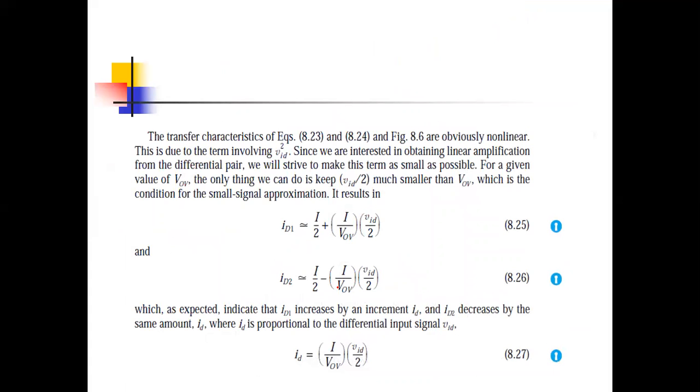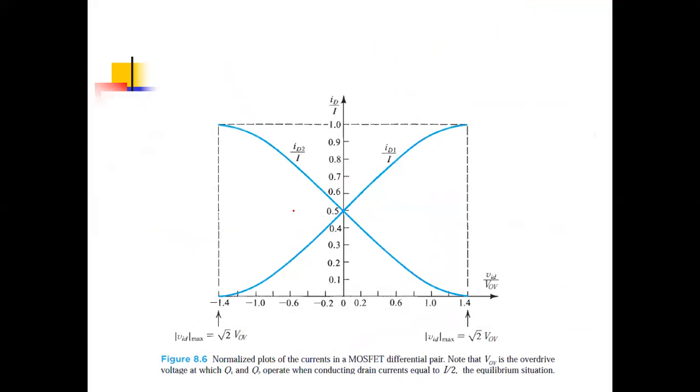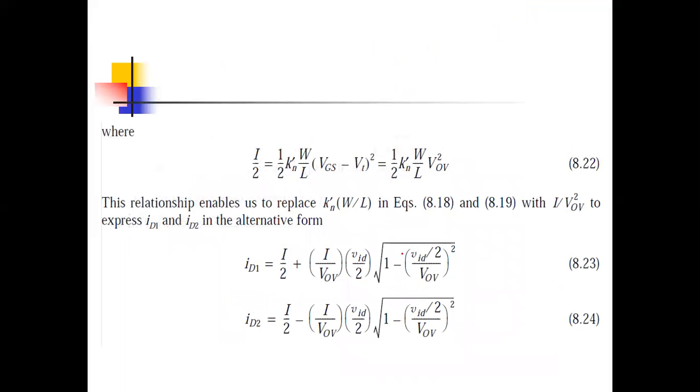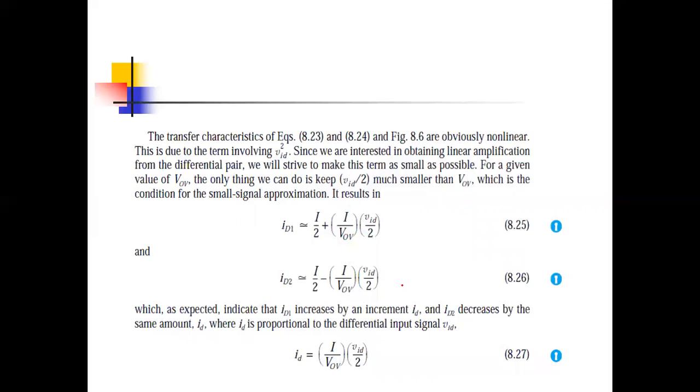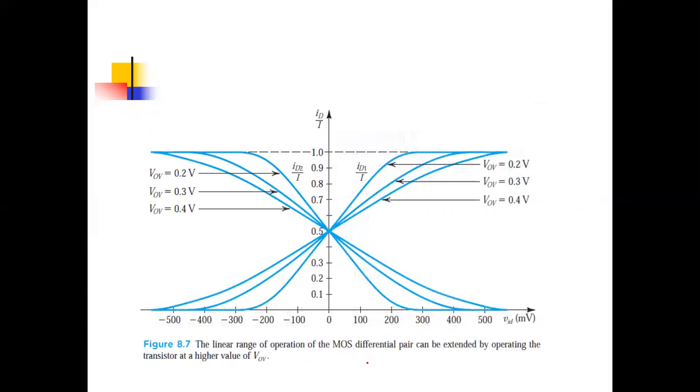Okay. So this is when we are taking some approximation here, which means we are assuming this term is very much less than 1. So this under-root term will be ignorable. So simply ID1 equals I by 2 plus I by VOV times VID by 2, and ID2 equals I by 2 minus the same term. And we can say the differential current is equal to I by VOV times VID.